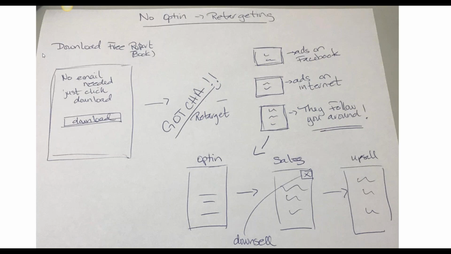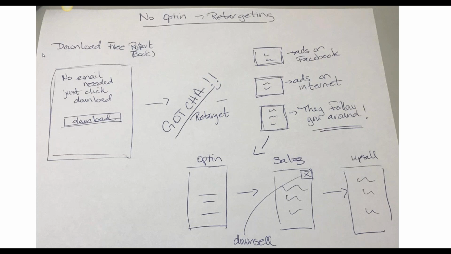And so, yes, you did not have to give your name and email address to hit that page, but all we did was we retargeted you, put ads in front of you, you click on the ads, and then we bring you through a traditional funnel. Now we ask you to opt in. Now we sell you something and upsell you something and downsell if you don't buy.